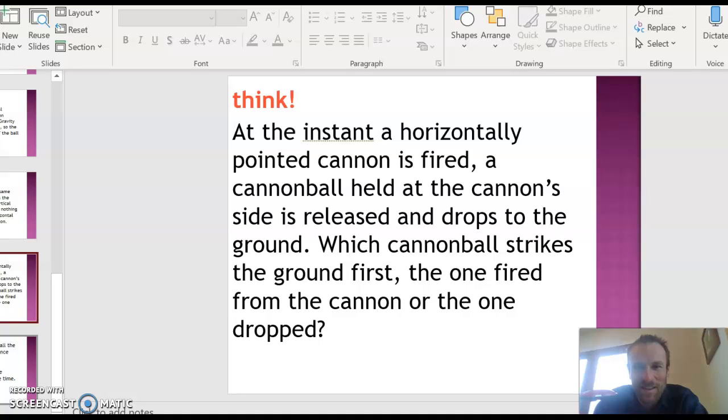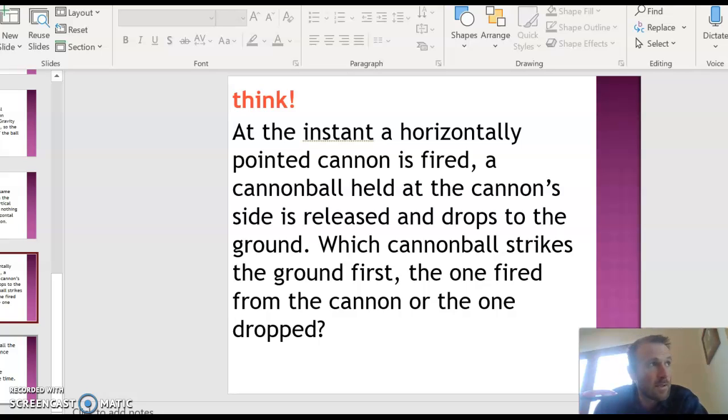Okay. At the instant a horizontally pointed cannon is fired, a cannonball held at the cannon's side is released. So this is explaining that picture. Imagine the red and the yellow balls are both cannonballs. Which cannonball strikes the ground first? And we'll do this demonstration in class. I have a neat apparatus to show you that models this. Both cannonballs will hit at the same time.